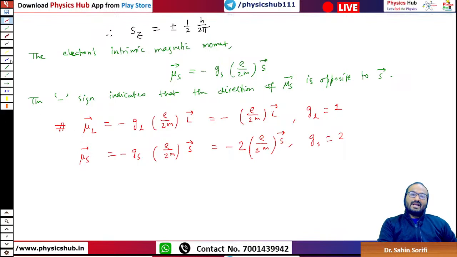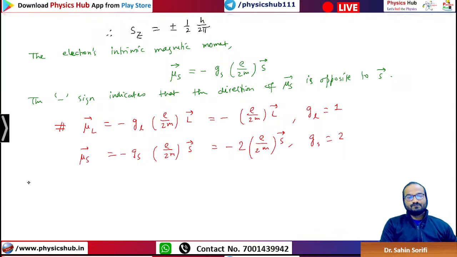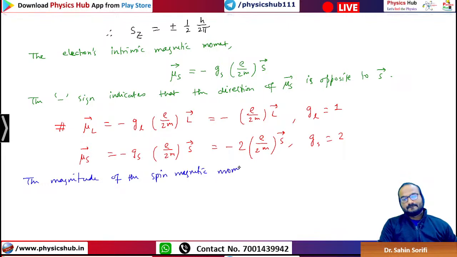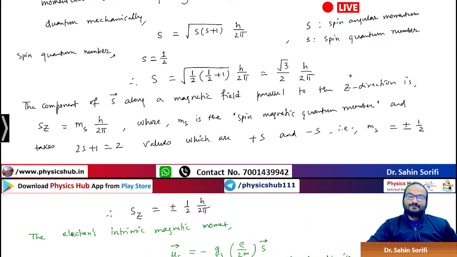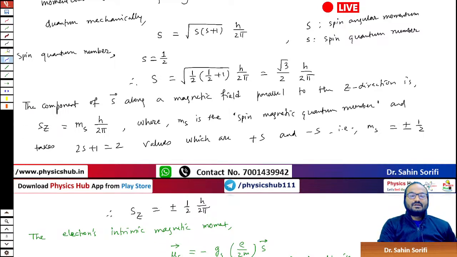So if I talk about the magnitude of mu S, what is the magnitude of the spin magnetic moment? It will be the magnitude of mu S. The negative sign is dropped because we are taking the modulus: e by 2m into the magnitude of S. So this one is the magnitude of S.